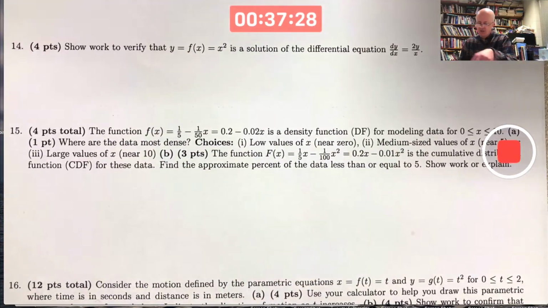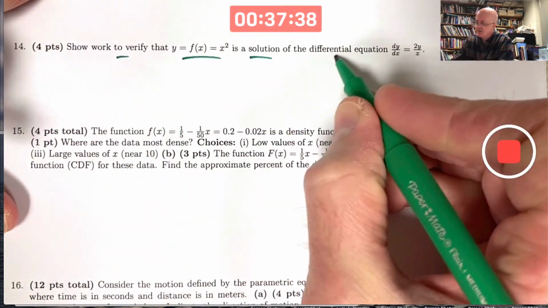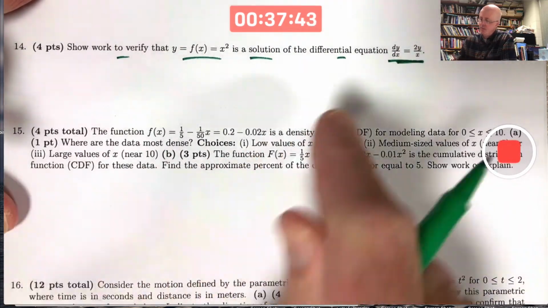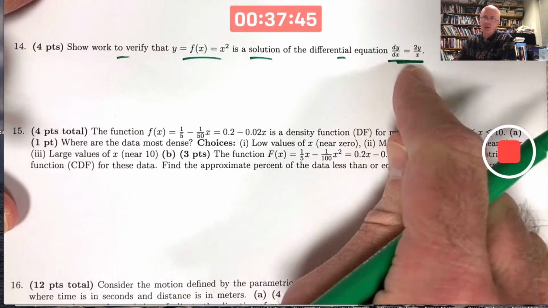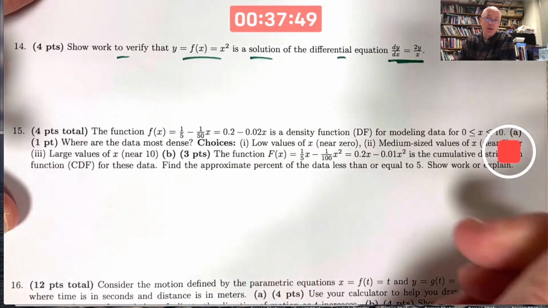14 is a differential equations problem. Maybe you talk about differential equations in your Calc 1 course, maybe you don't. Whether you do or not, this is a fairly easy problem. Show work to verify this function is a solution of this differential equation, though it's a little confusing, okay? What you need to do is just plug the function into both sides, the left-hand side and the right-hand side, and simplify and see if you get the same thing.